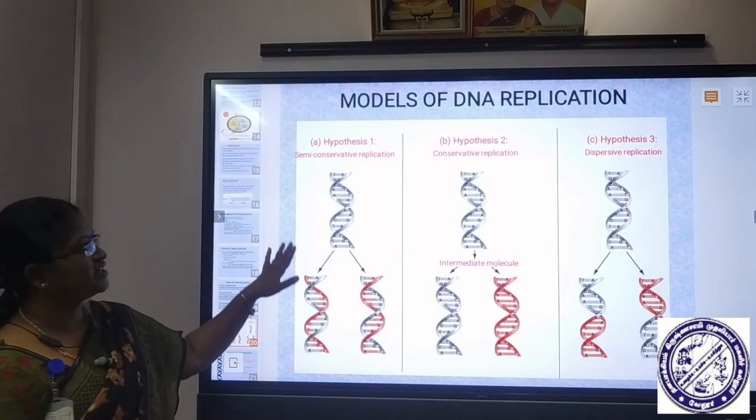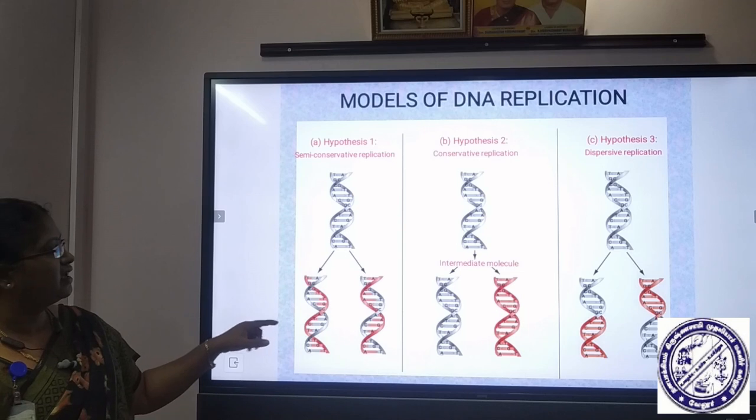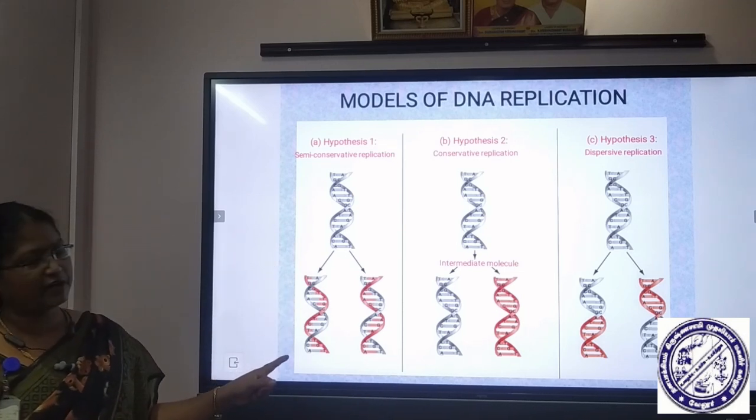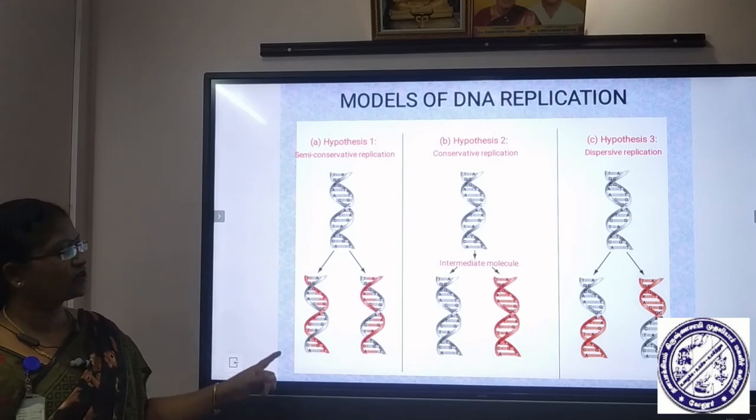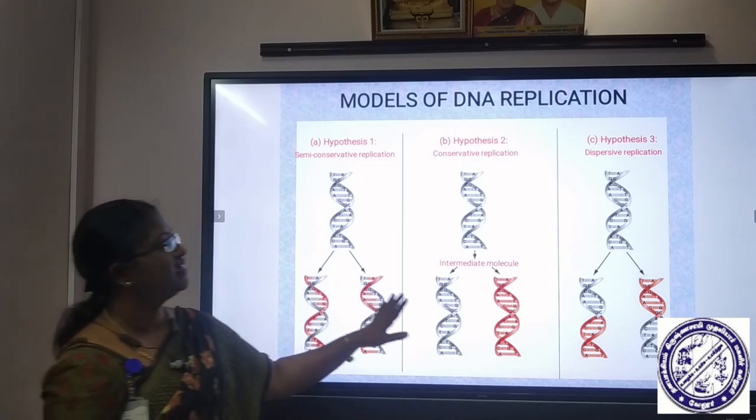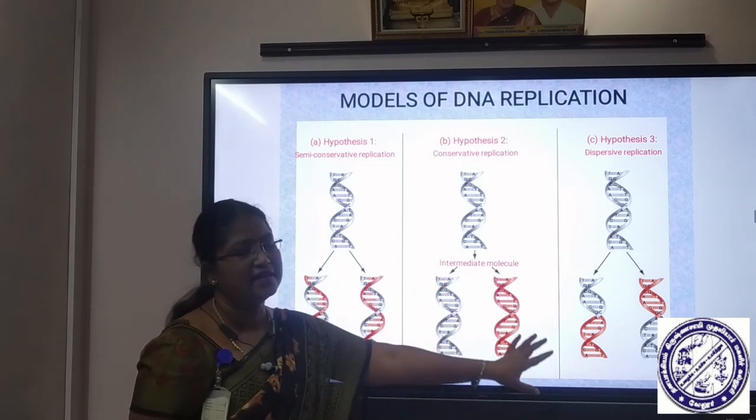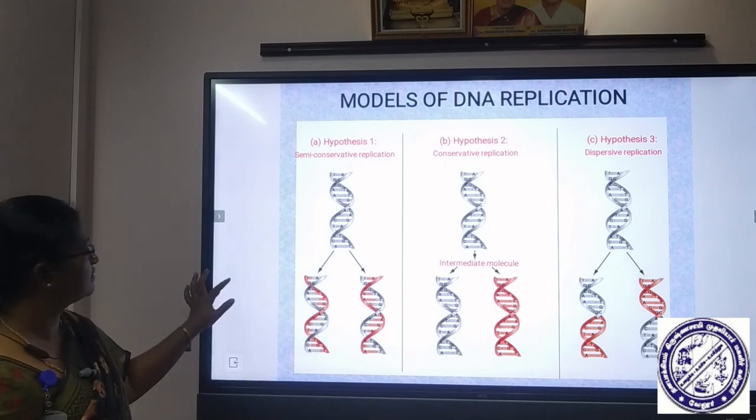So this is the semi-conservative replication. In this, one strand is from the parent and the other strand is complementary and newly synthesized. This is the conservative replication and this is the dispersive replication method.